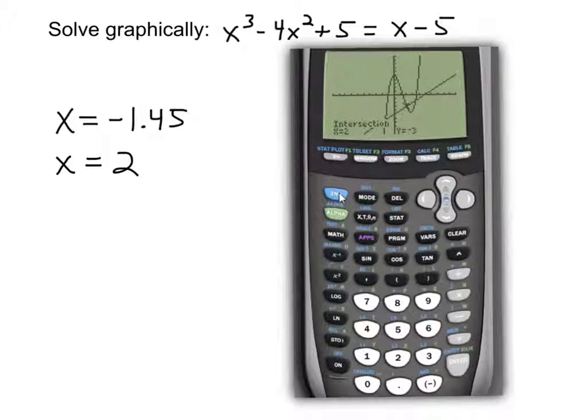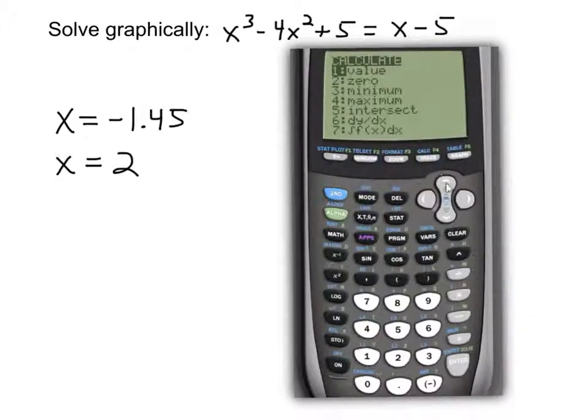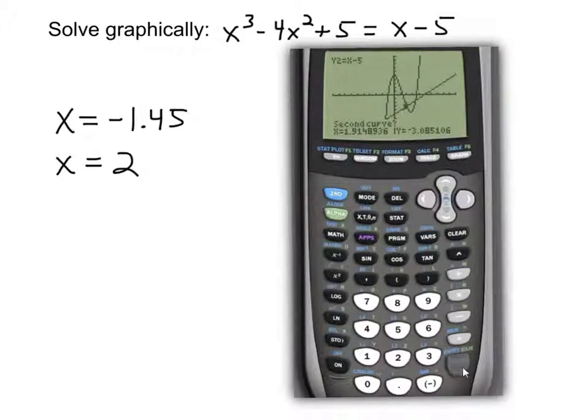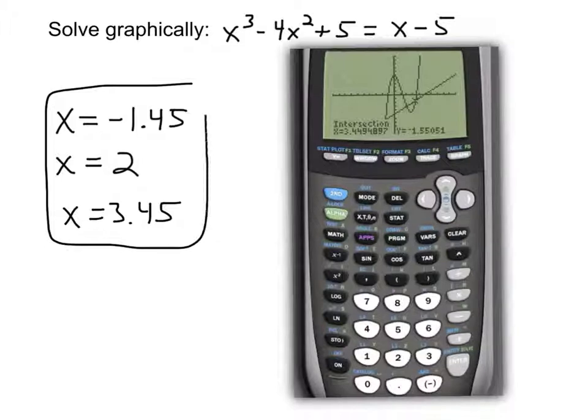And then we have to do this one more time, so we'll do the second trace, intersect again, and then first curve enter, and second curve enter, and then for the guess, we'll move it over closer to this third point of intersection. Then hit enter again, and the x now is 3.45 if I round that off a little bit. 3.45. And those would be the three solutions for this particular equation.